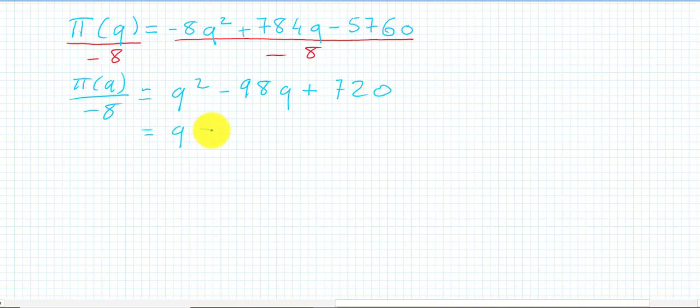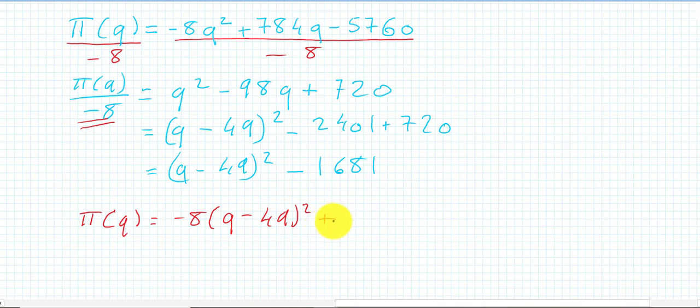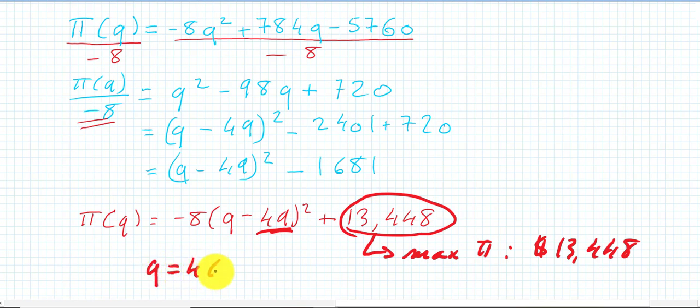So this is Q minus 49 squared minus 2401 plus 720. So it is Q minus 49 squared minus 1681. And again, last thing to do is to multiply by -8 both sides. So I have pi of Q equals -8 times Q minus 49 squared plus 13,448. So I start by answering the last two questions. The maximum profit is $13,448. The number of items I must sell to get the maximum profit is 49.